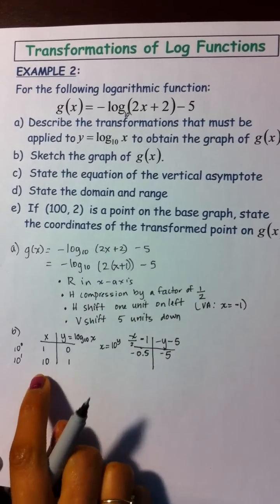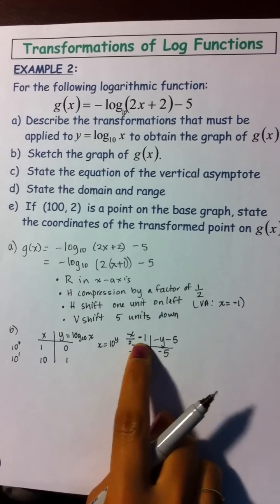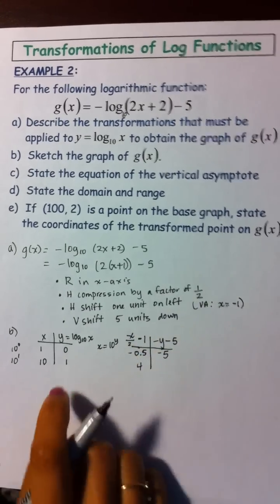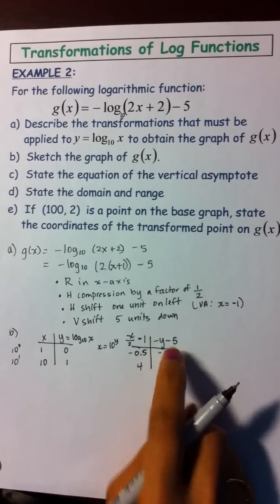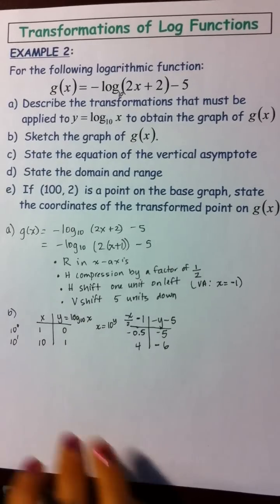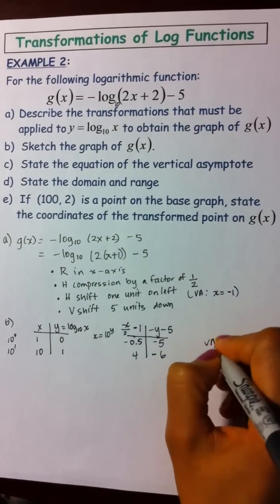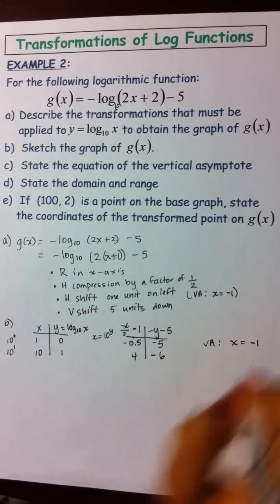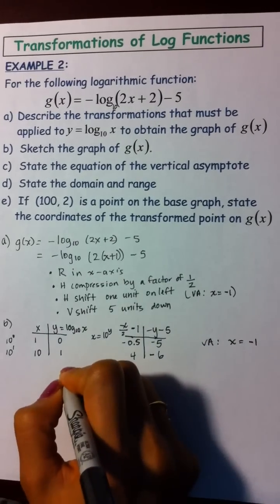Doing the exact same thing with the second point. 10 divided by 2 is 5, minus 1 is 4. I have 1 times a negative 1 minus 5 is a negative 6. Okay, so I got myself my key points, keeping in mind my vertical asymptote is x equals negative 1. I'm going to go ahead and graph this function out.